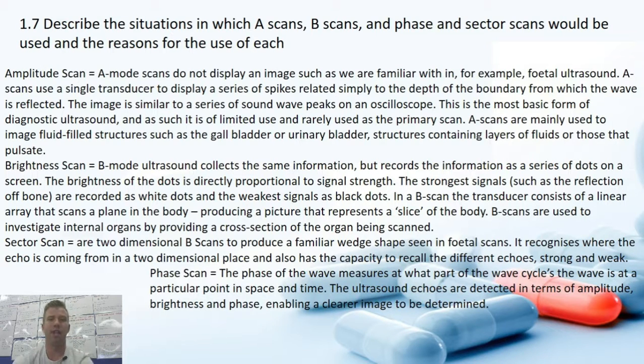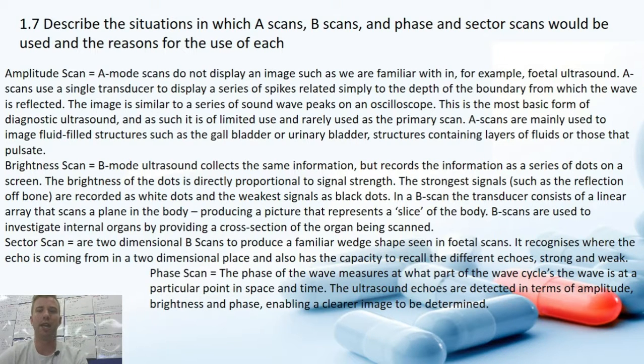So a phase scan measures the phase of a wave during the wave cycle, at a particular point between space and time. And then these echoes can be displayed in terms of their amplitude, brightness, and phase.